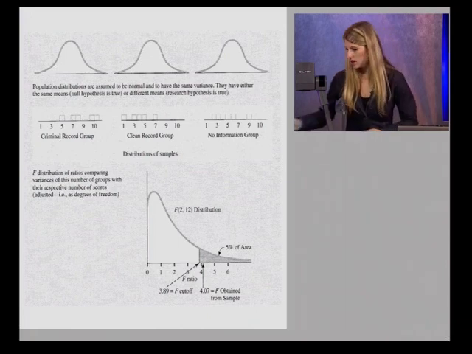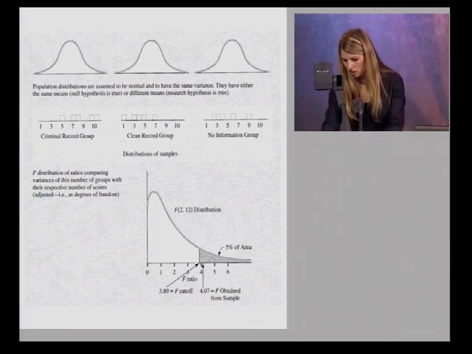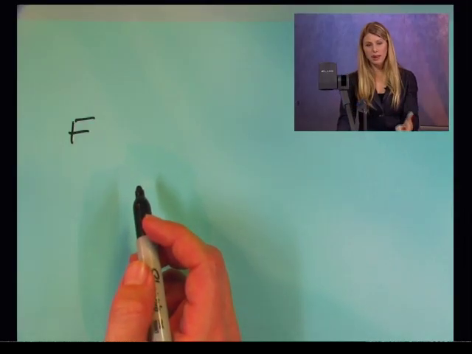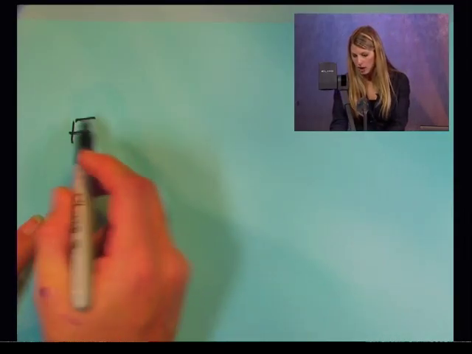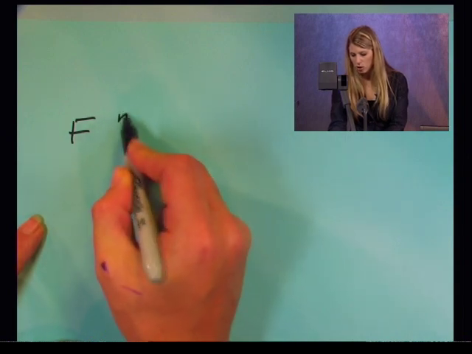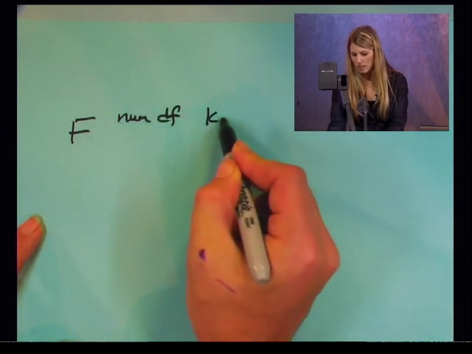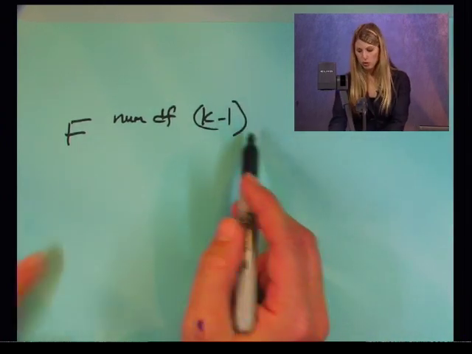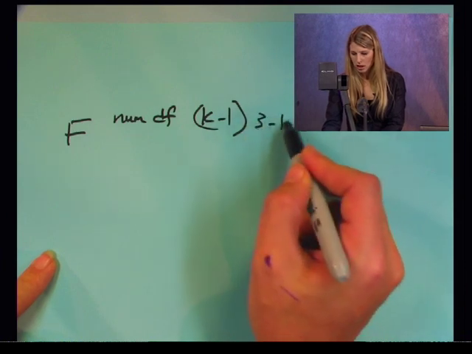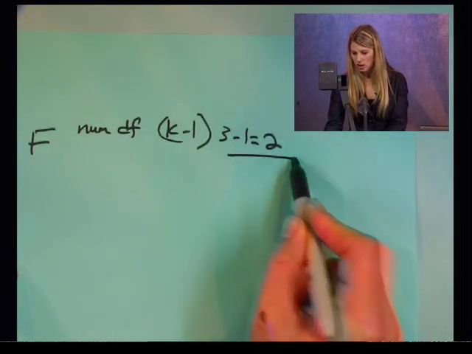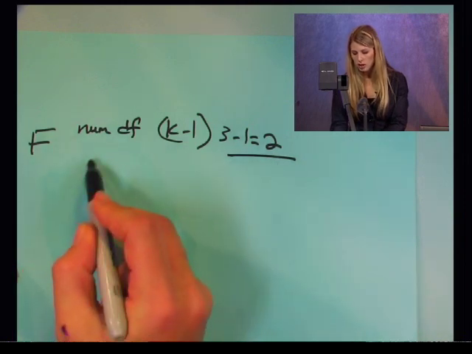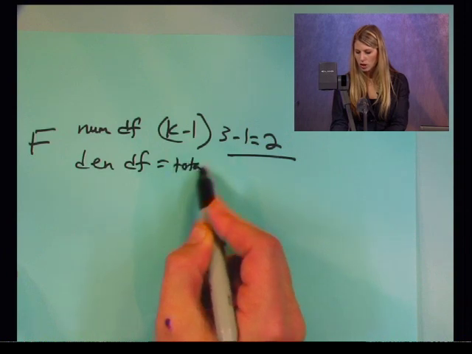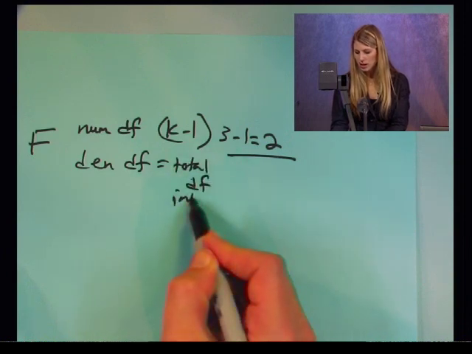So let's go to the drawing board. When you're looking up F in the F table, your critical cutoff value, you have to have 2 degrees of freedom. The numerator degrees of freedom is K minus 1, or the number of groups you're comparing minus 1. So here, if we're comparing 3 groups, 3 minus 1 equals 2. That's your numerator degrees of freedom, 2. Your denominator degrees of freedom is similar to the total degrees of freedom when doing an independent t-test.